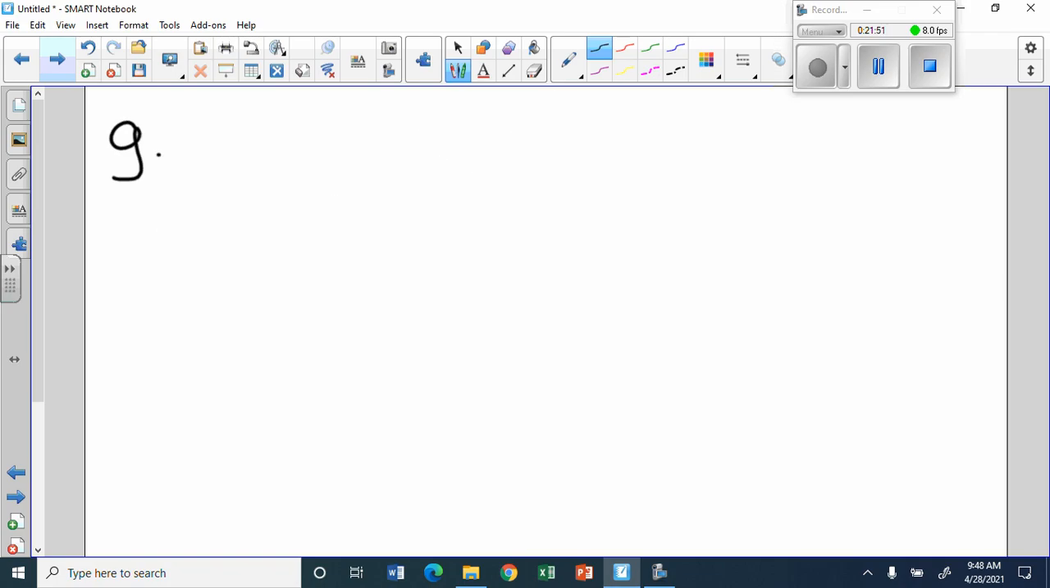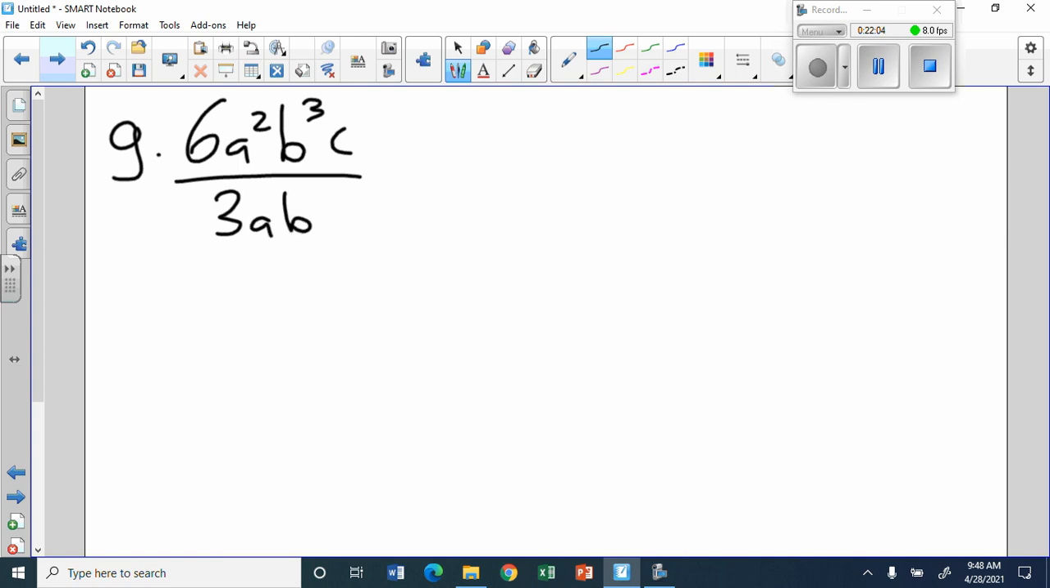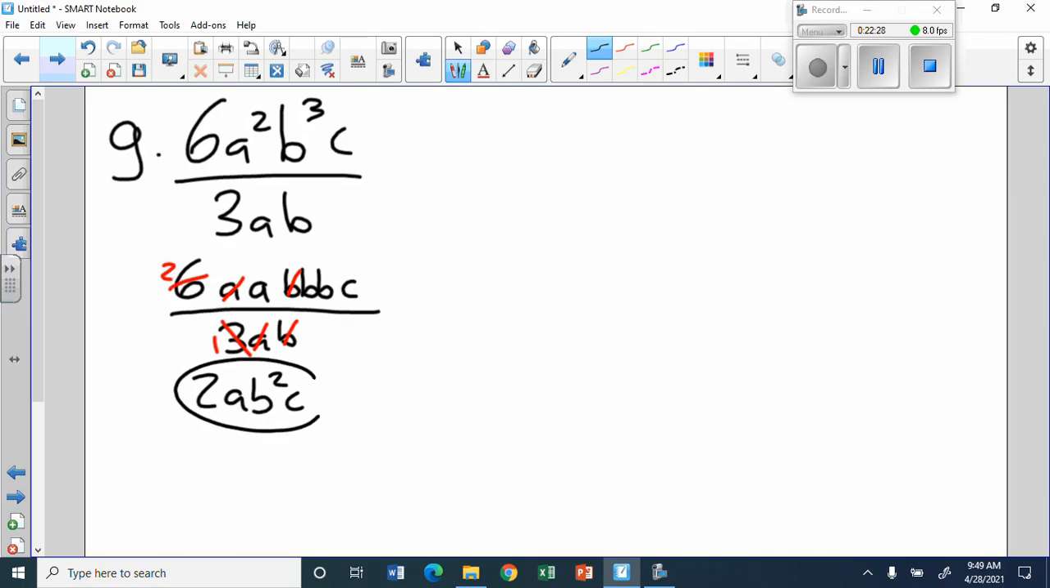G. 6a squared b cubed c all over 3ab. A, B, B, B, C, over 3AB. 3 cancels with 6 and gives me 2. 1A cancels, 1B cancels, nothing left on the bottom. 2AB squared C is left on the top.